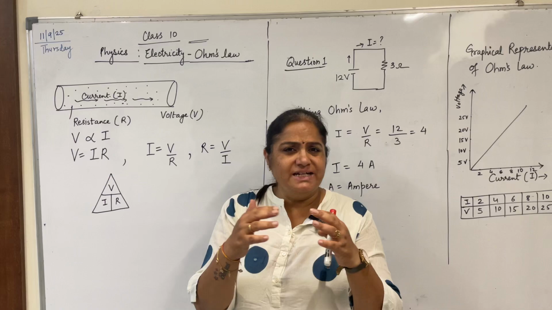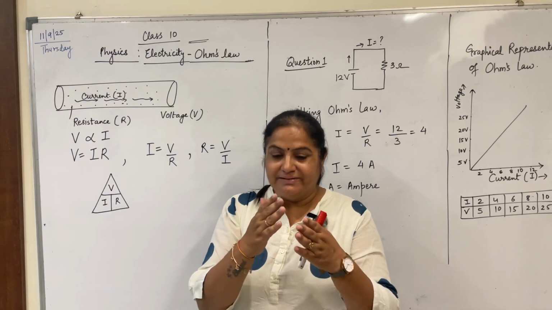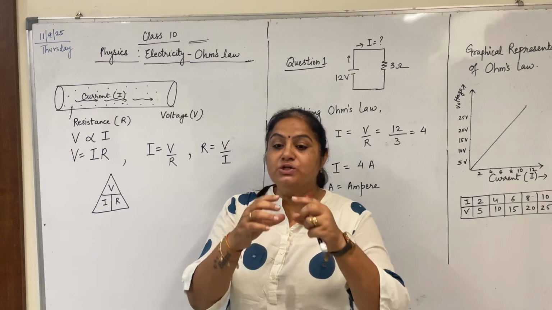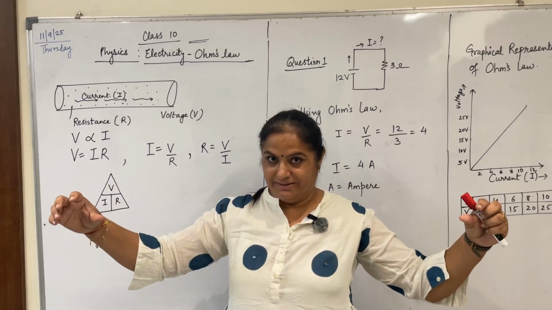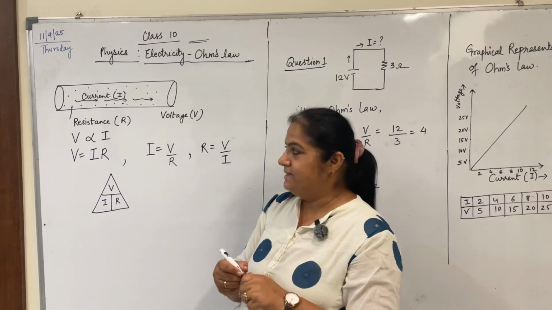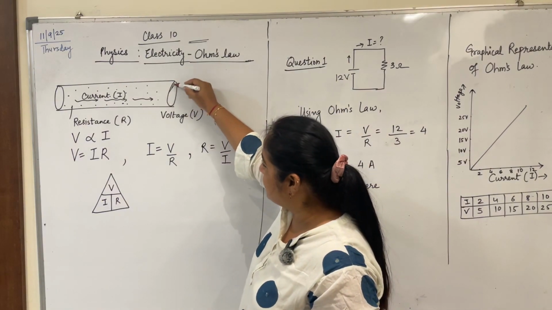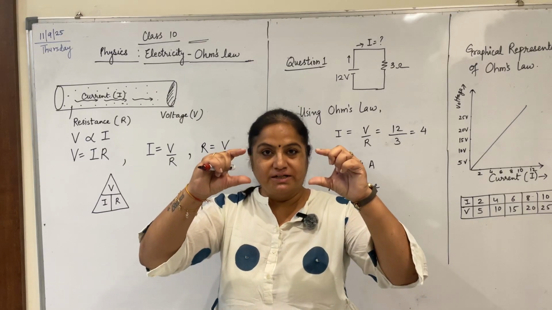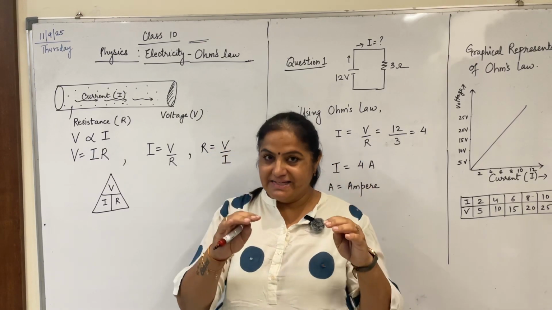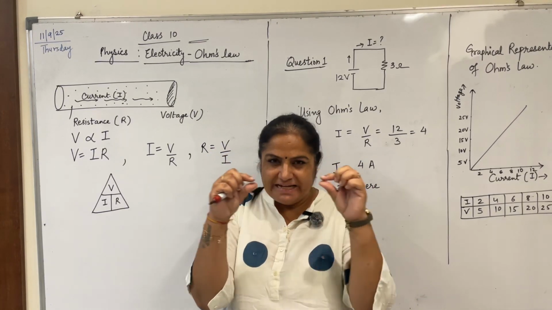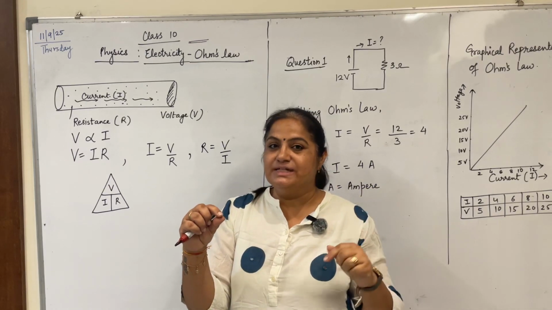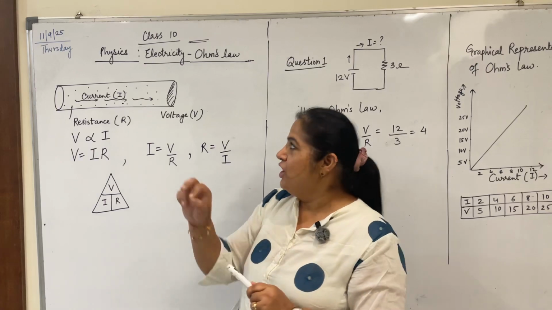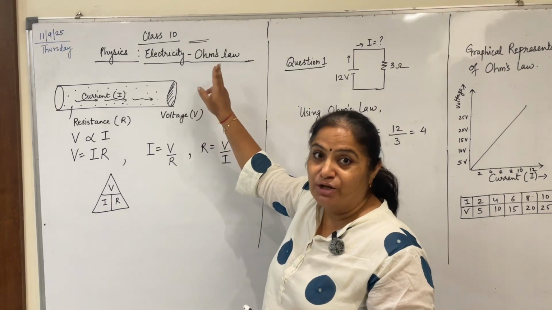And this is different in different types of materials. Resistance depends on the nature of the material. It also depends on the length of the conductor. Also, it depends on the area of cross section. That means if your conductor is broader, the resistance will be less. But if your conductor is narrow, the resistance will be more. Well, we will talk about it afterwards. Right now, we will focus on Ohm's law.